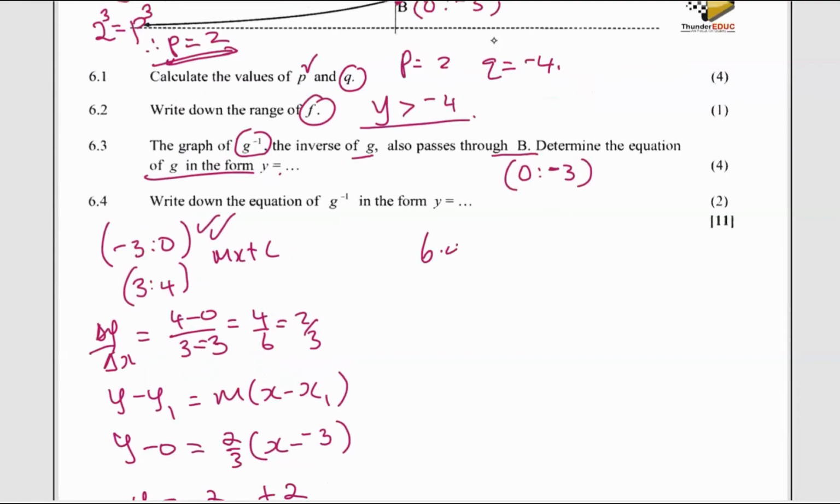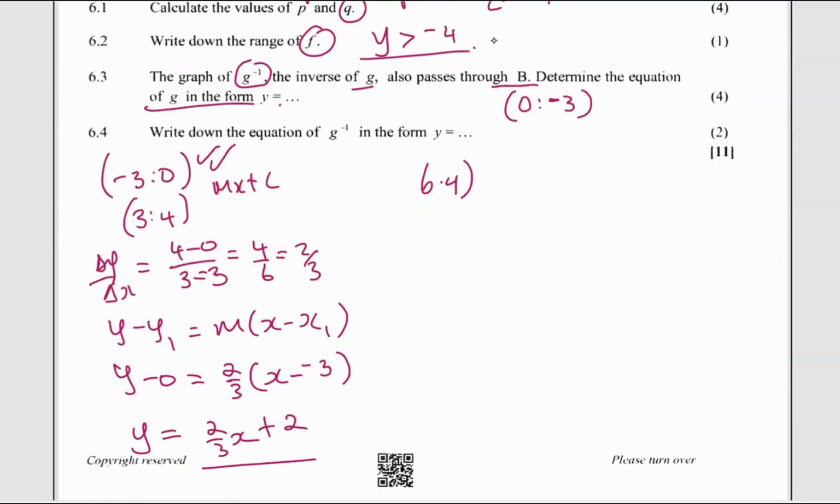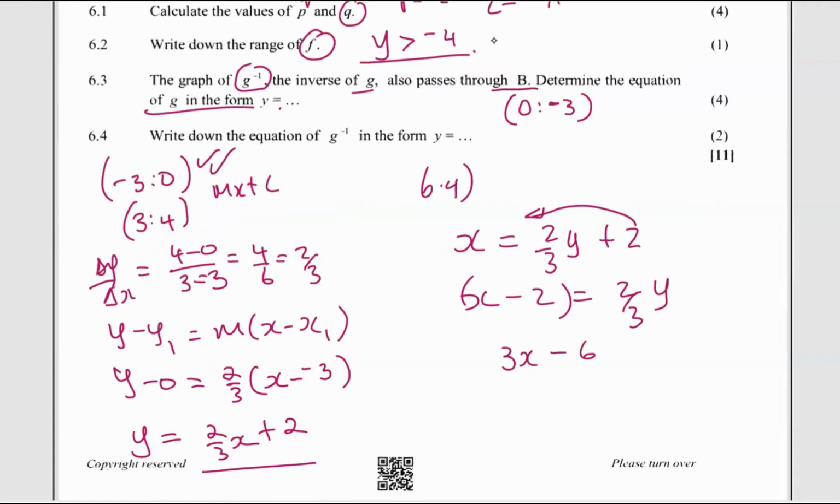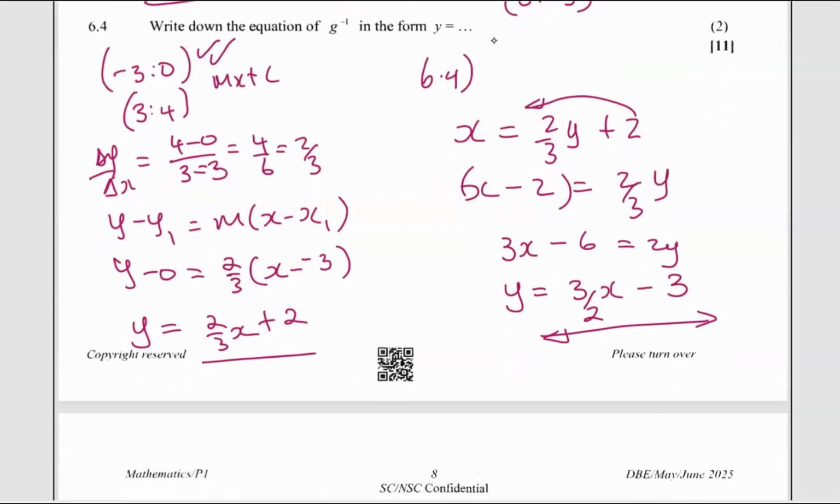Then 6.4, they want us to get the inverse. So with the inverse, let's switch this around. Where there is y, we put x, and where there is x, we put y. So we move this to that side, so it's going to be x minus 2 is equal to 2 over 3y. Multiply through by 3. It's going to be 3x minus 6 is equal to 2y. Divide through by 2. So y is going to be 3 over 2x minus 3. All right, so that is what we end up with for question number 6.